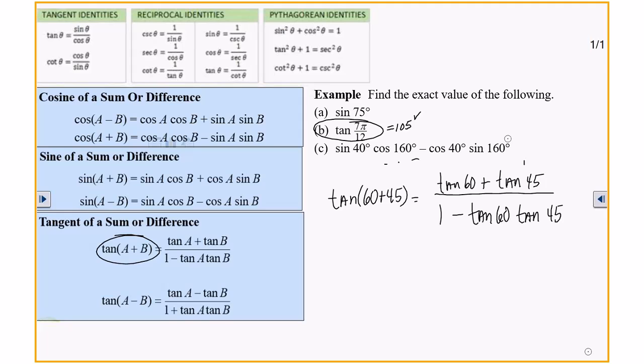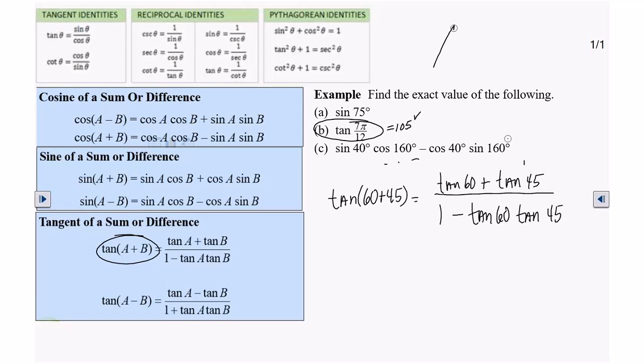Okay, now draw out your 60 and your 45. I'm going to draw it up here. 60 and 45.